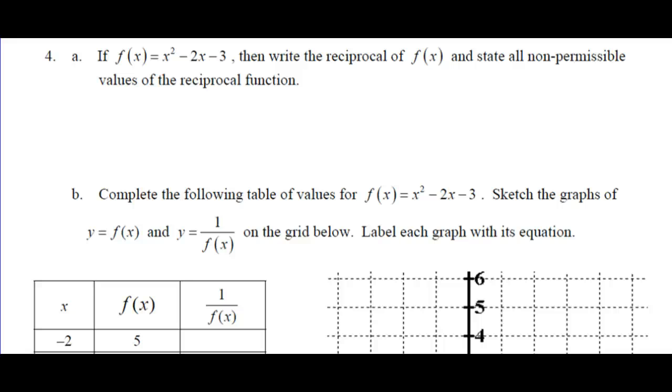Okay, if f of x is x squared minus 2x minus 3, then write the reciprocal of f of x and state all the non-permissible values. Okay, what's the reciprocal? Okay, what are the non-permissible values?